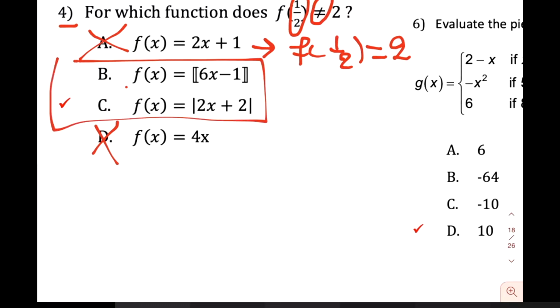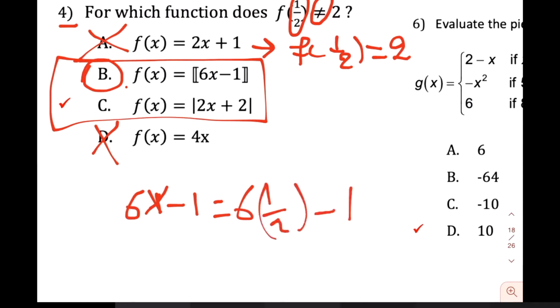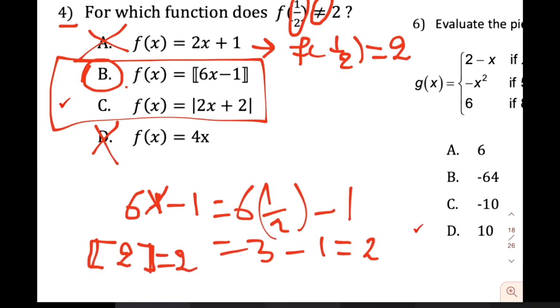Let me try this one and show you that this one is as well 2. So 6x minus 1. If you do it without the smallest integer, you get 6 times half minus 1, which is 3 minus 1, which is 2. And the smallest integer of 2 is 2. So this is as well 2. So definitely this is the one that doesn't give 2.